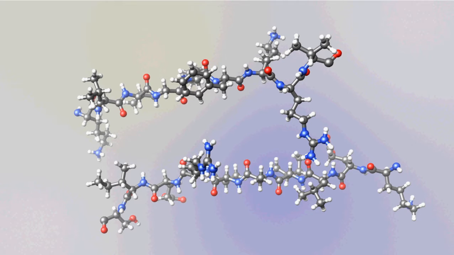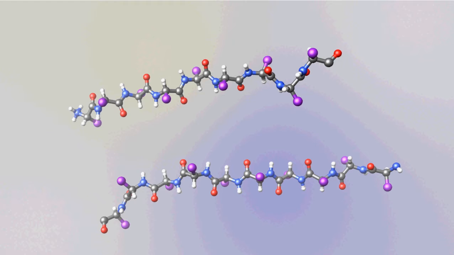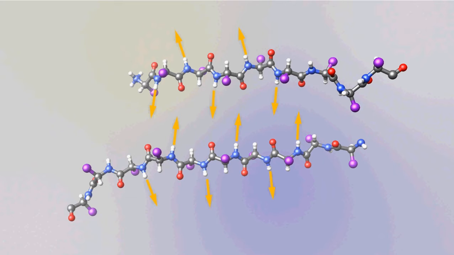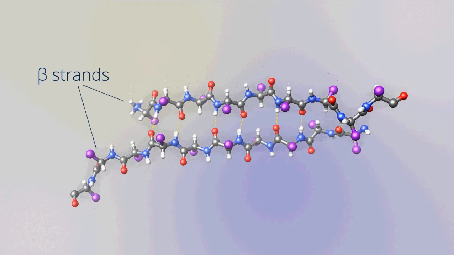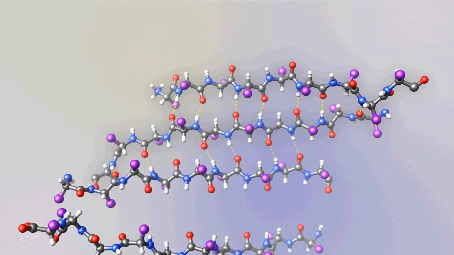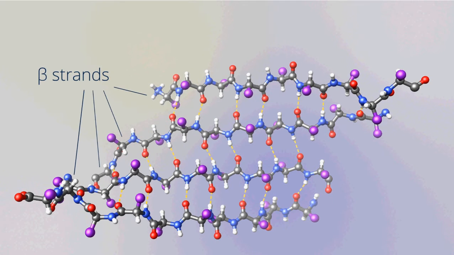The other commonly occurring regular secondary structure is the beta sheet. As before, we can ignore the amino acid side chains in order to focus on the polypeptide backbone. A beta sheet takes shape when hydrogen bonds form between adjacent segments of polypeptide. Each hydrogen bonded segment is called a beta strand. Multiple beta strands are lined side by side to form a beta sheet.